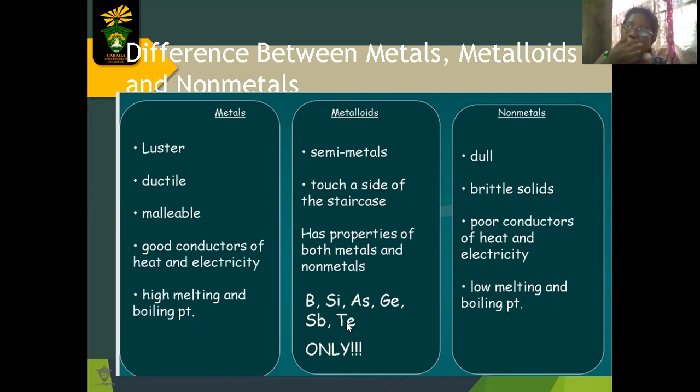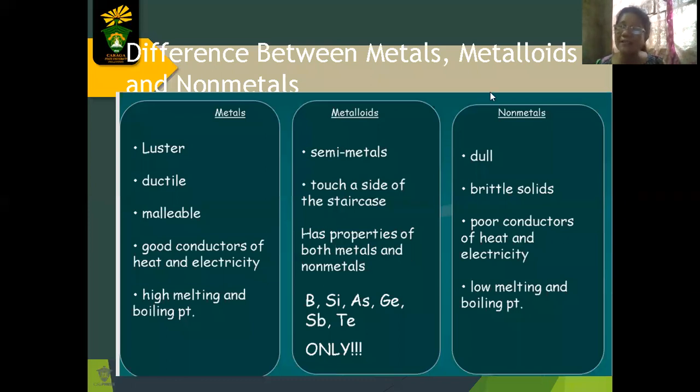So, what if your problem is your nose, you put silicon so it gets taller? Okay, that's fine. It's not a metal and it's not a non-metal. It's in between. So, it's easy to memorize these metalloids. There are only 6. Memorize this one.